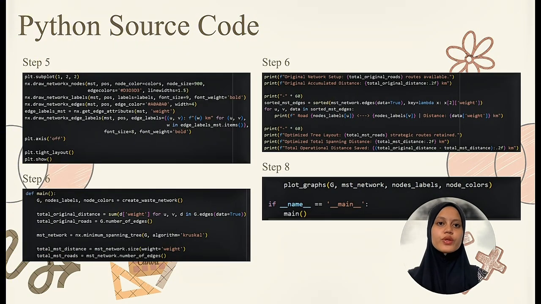Next, in step 5, we program the specific visual settings for our graph plots. We set the node size and bold level and use edge labels to overlay the kilometer distance numbers directly on top of the connection lines.